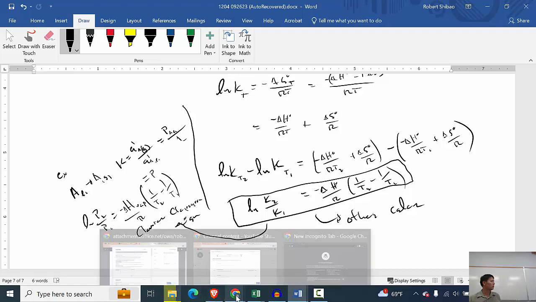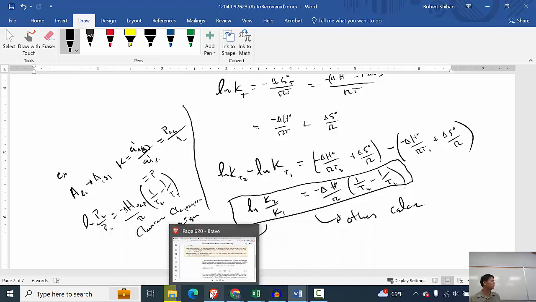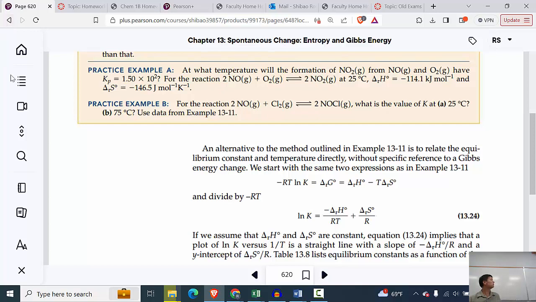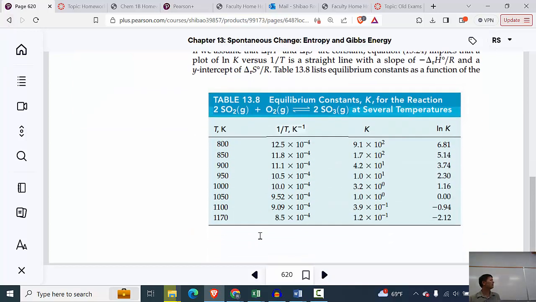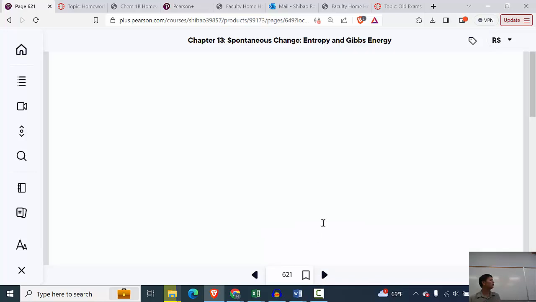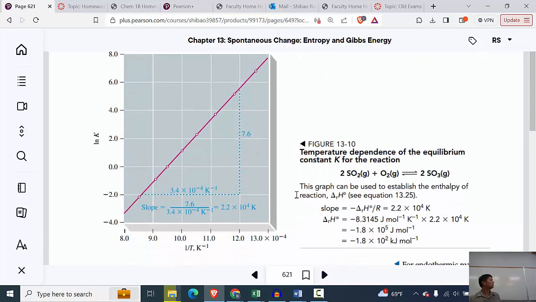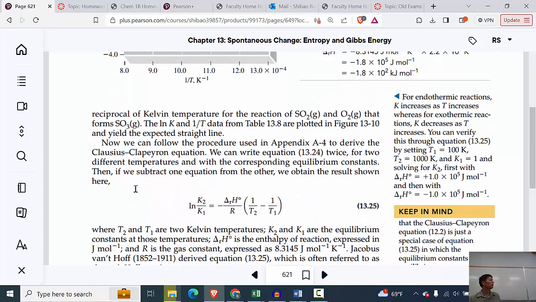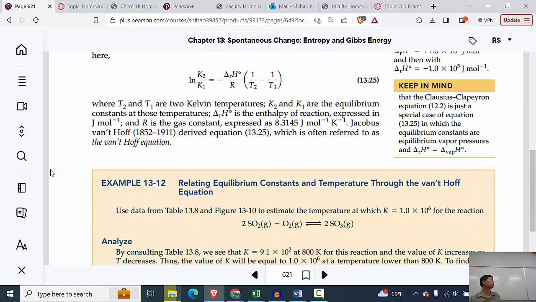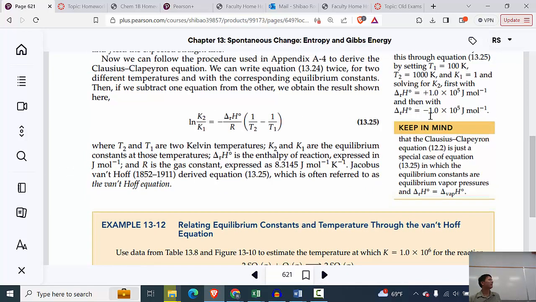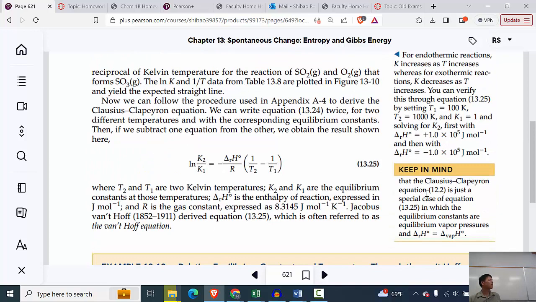And so when I look at the homework here, that's missing. And let's see, did they give it to us here? I don't know if they derived it. So do you see ln of K? Do you remember seeing ln of P? Can you make that connection? We got that plot. And then do you see this? This is the exact same thing as chapter 12. Exact same thing. And so here we go. Keep in mind that the Clausius-Clapeyron is just a special case of equation 13.25.